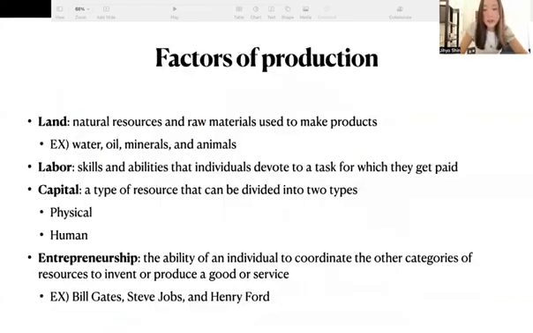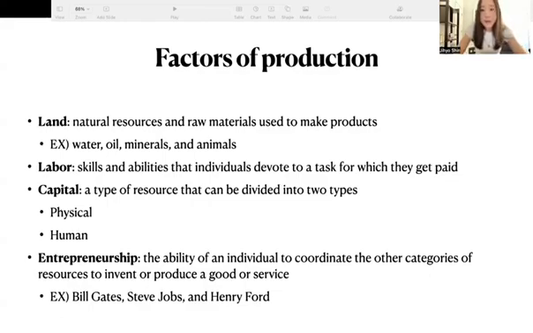The last thing we'll be looking at is factors of production. Economists try to figure out answers to the following questions: what to produce, how to produce, and for whom to produce. Thus, it is required to recognize the limited supply of four production factors. First is land. Land is the natural resources and raw materials used to make products. Examples can be water, oil, minerals, and animals.